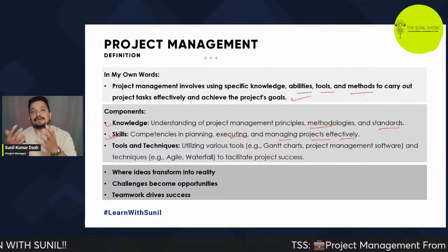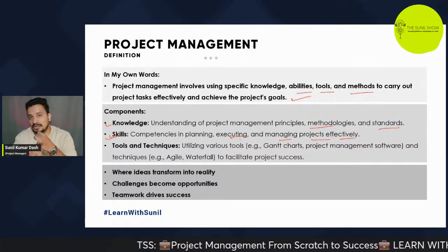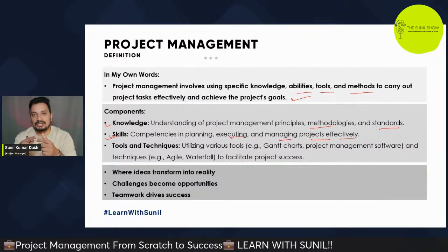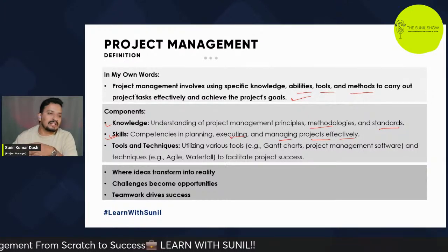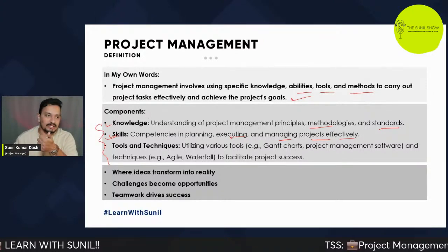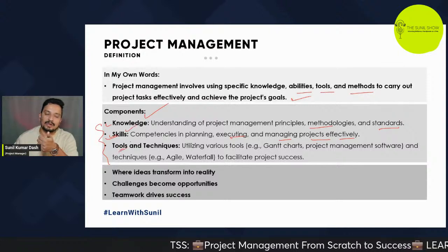Now, when we say frameworks or the different techniques we have, either you follow waterfall, the traditional methodology, or based upon the project requirement, you use agile, scrum, or Kanban. So these are the three components of project management. To summarize, we need to have knowledge, skills, and tools and techniques.